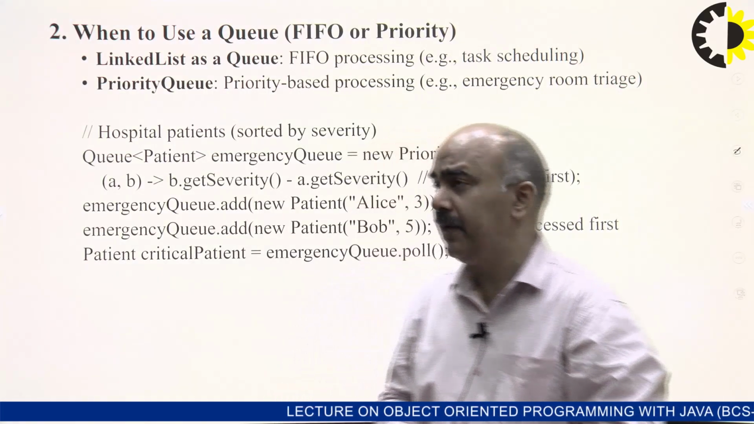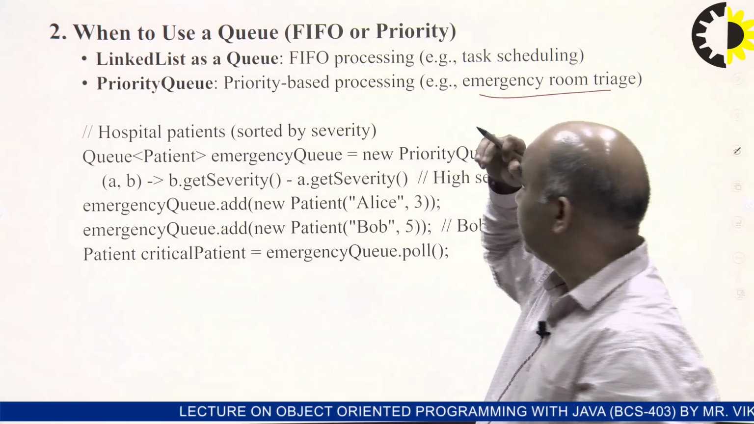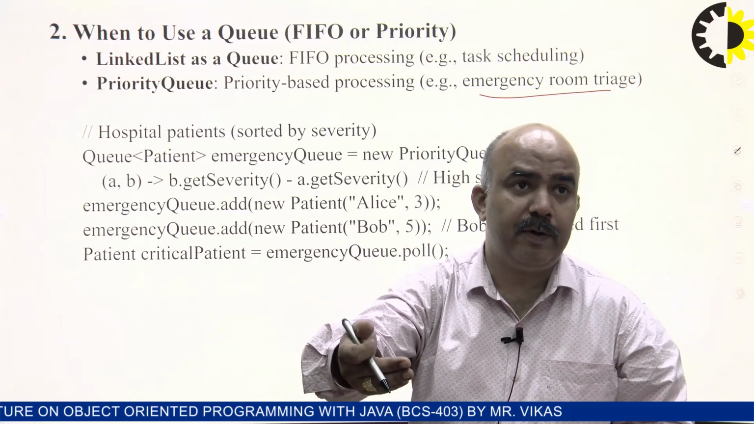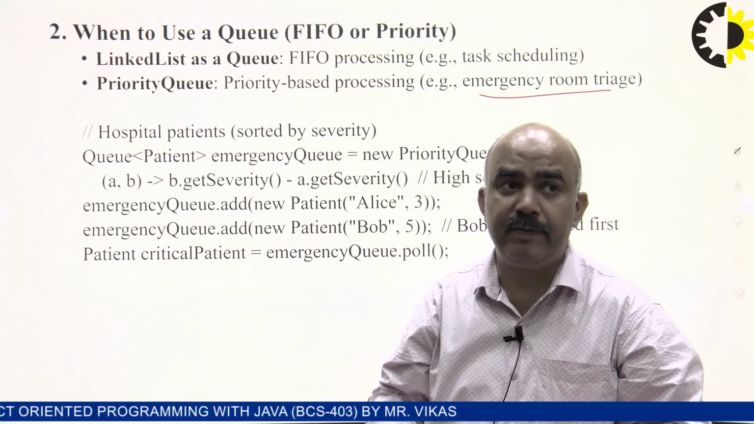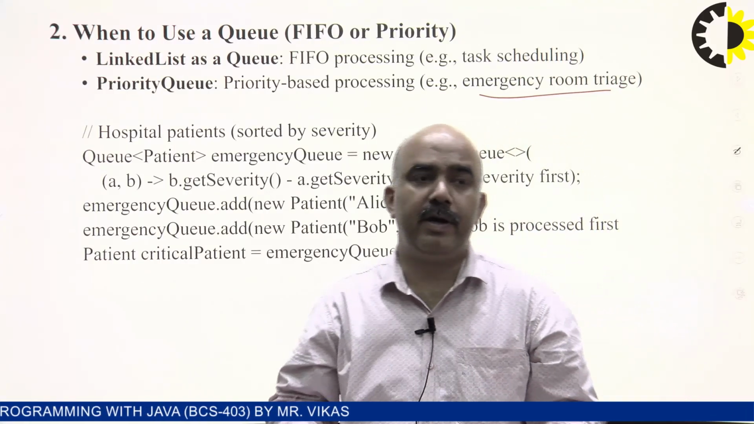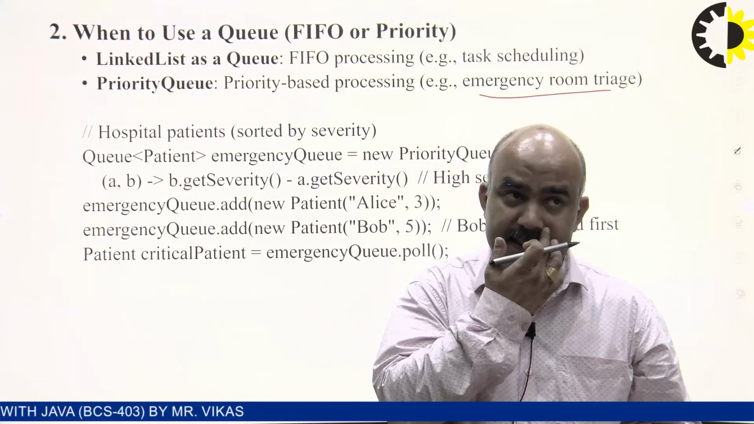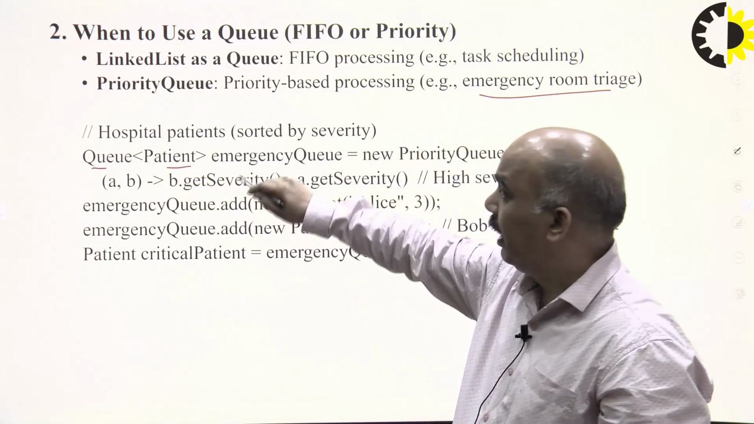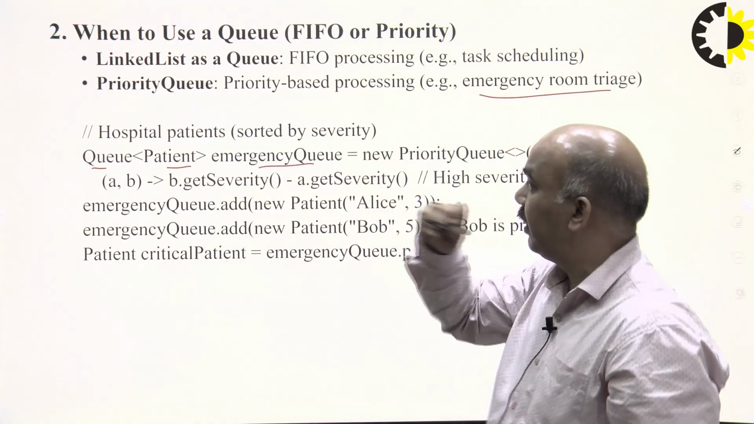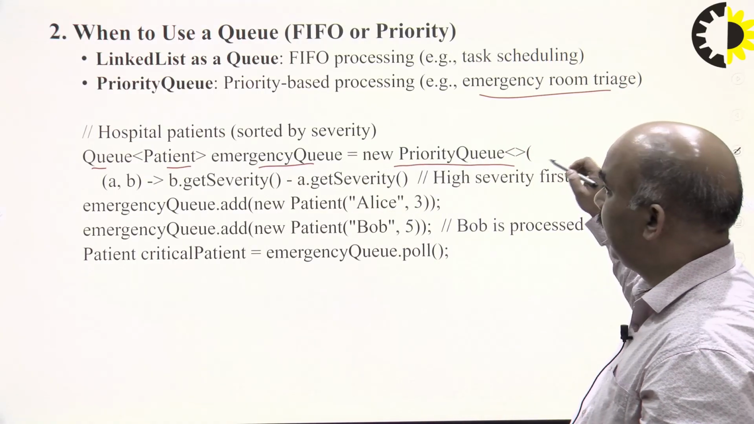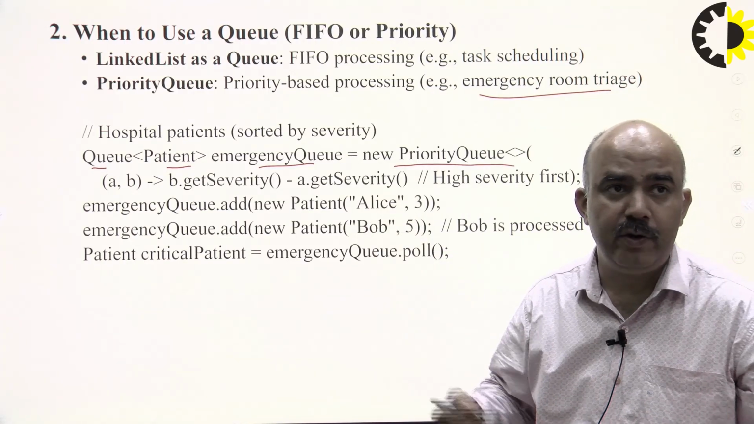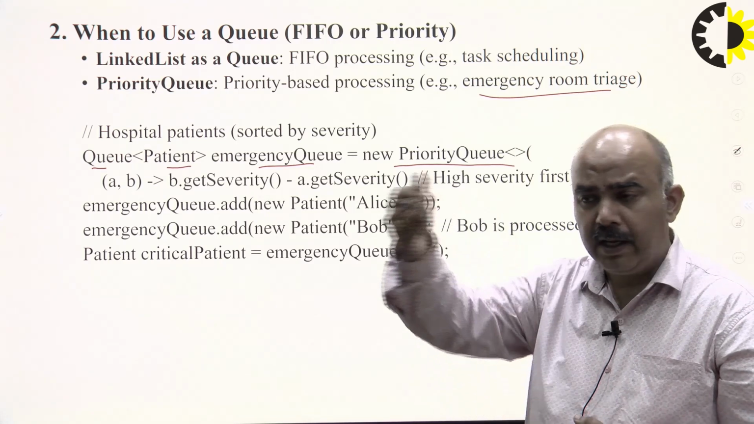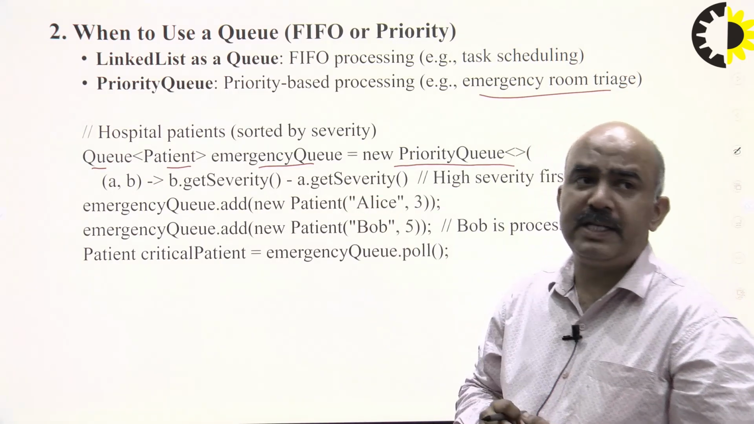Let's suppose we take the example of emergency room triage, where the hospital sorts the patients on the basis of their priority. Priority here means the severity, what kind of emergency a patient has. Let's suppose a queue is defined, which is a patient emergency queue. I define it with new, which will create an instance of whatever patient instance came in.